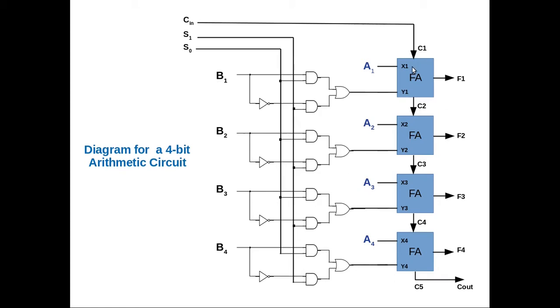So the x inputs, x1, x2, x3, x4, are a1, a2, a3, a4. A is directly given here, and to the y inputs, the b bits are given, but through some circuits, with some modification.